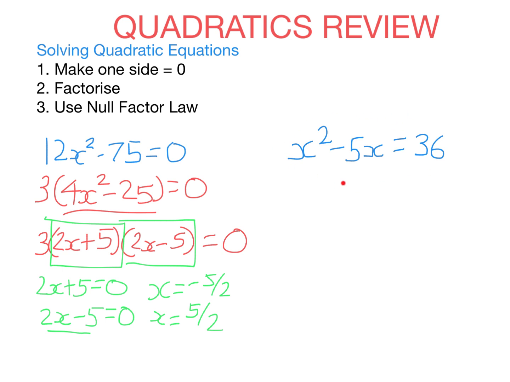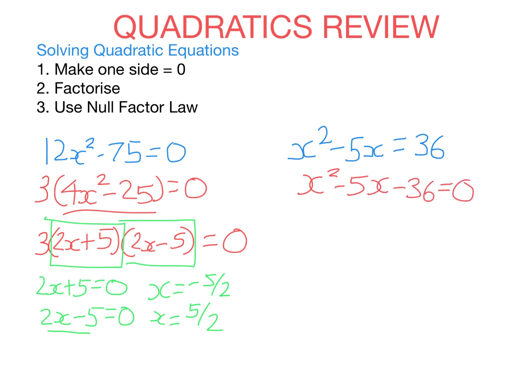All right, let's look at this equation here. So it's a quadratic because of the x squared term. So the first step, we need to make one side equal 0. I can make this side equal 0 by simply subtracting 36. So I'm going to have x squared minus 5x minus 36 equals 0.